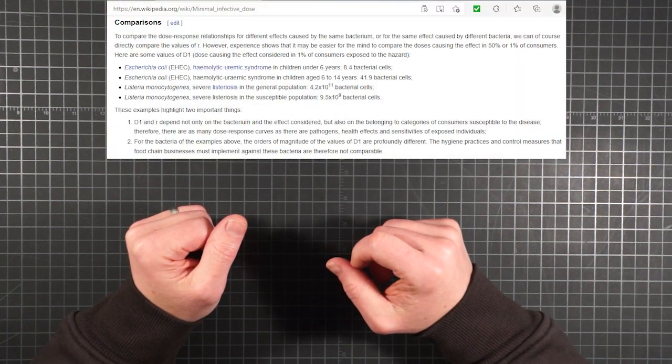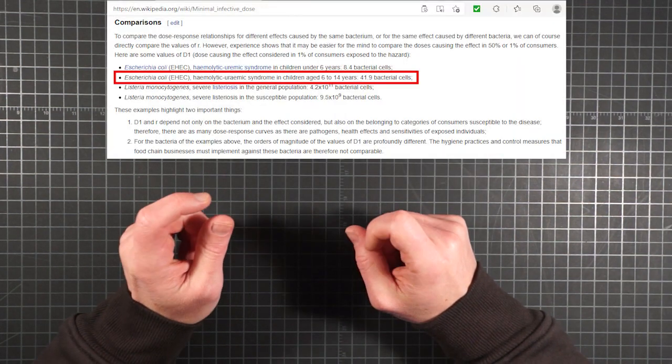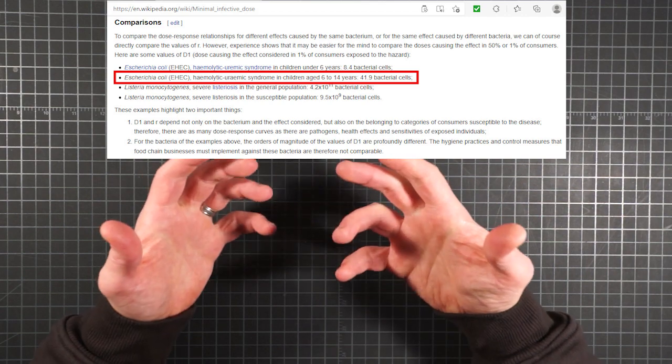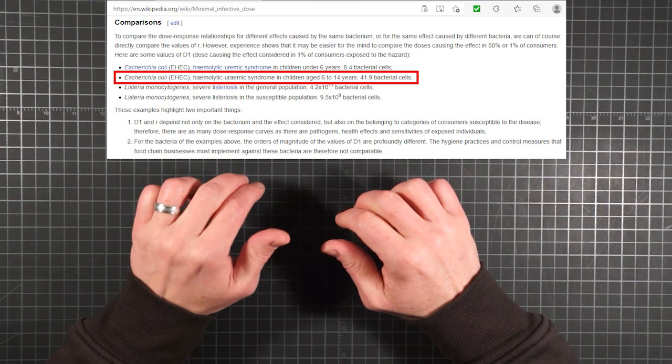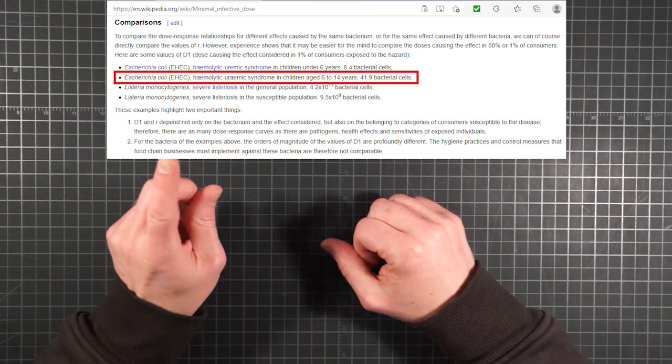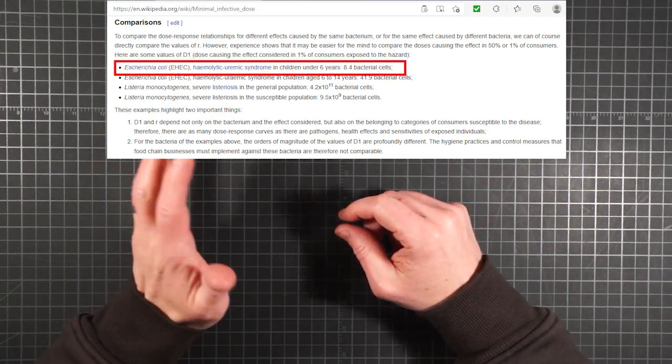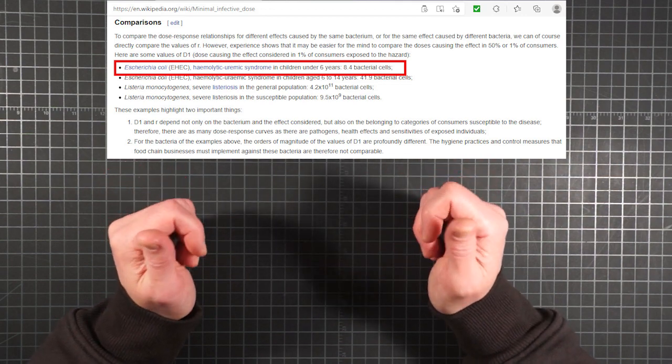And for children aged 6 to 14, the D1 for HUS from E. coli is 41.9 bacterial cells. In other words, exposure to about 42 E. coli cells will give 1% of young teens the syndrome. For kids under 6, the D1 is only about 8 cells.